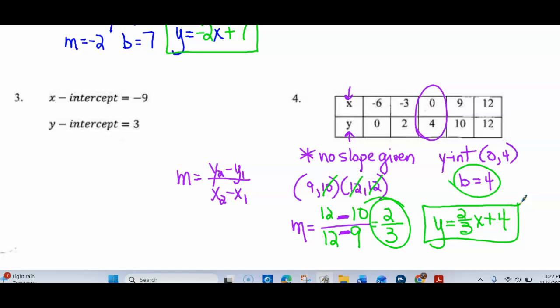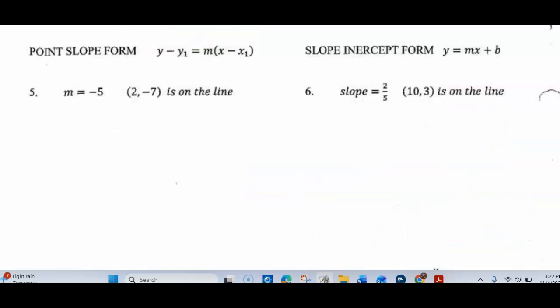So I haven't talked about point slope form yet. So if I turn this note sheet over, here's point slope form again up at the top. Y minus y1 equals m(x minus x1). And remember, you use point slope form when no y-intercept is known. So you have to know, if you don't know a y-intercept, you have to use point slope.